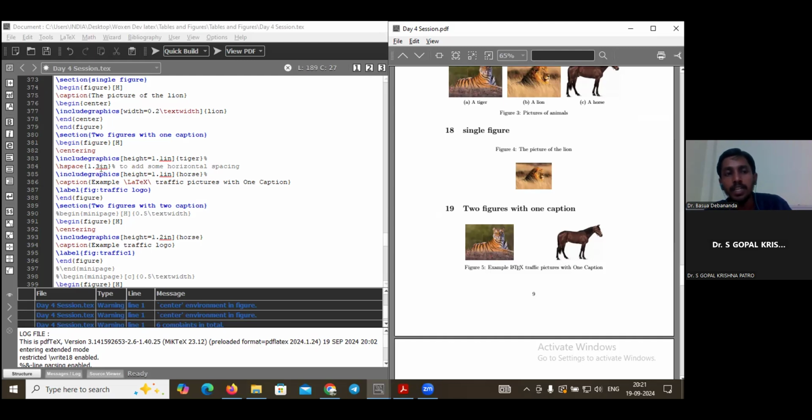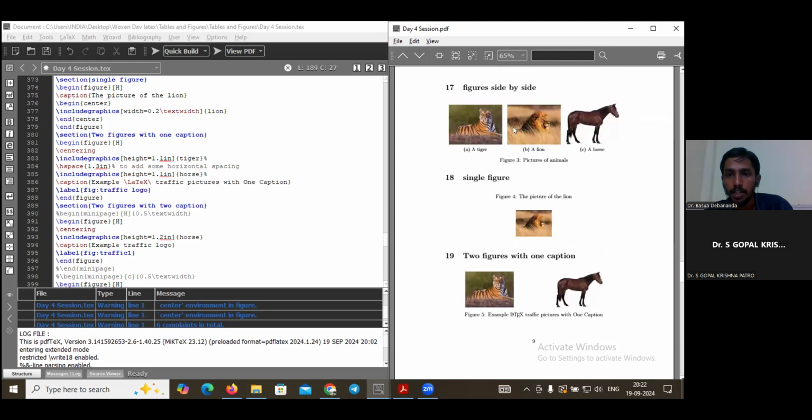Between the two, you need some gap. You have to write the gap. What is the width you need? Then you mention one caption. If you want more captions, that means you have to make them as subfigures. Okay. You can write subfigure here and make different captions, as you have discussed here.